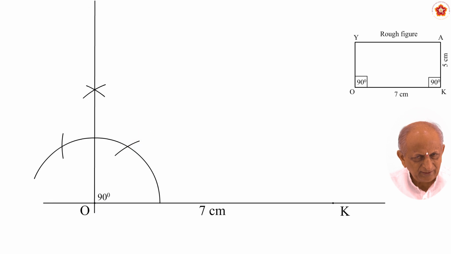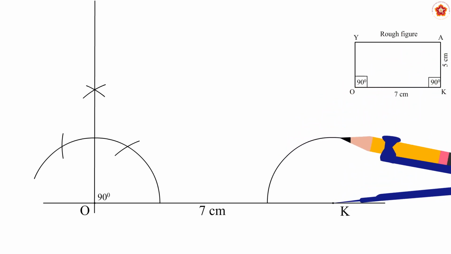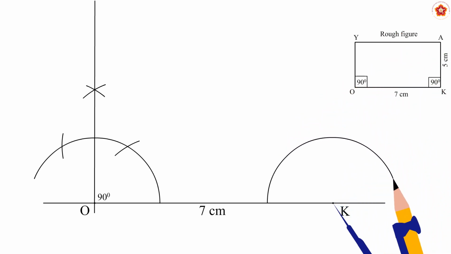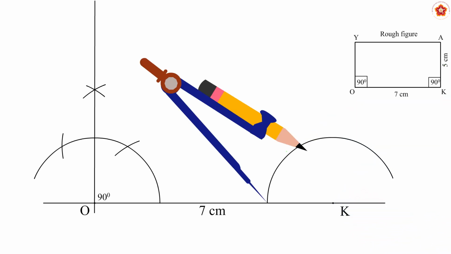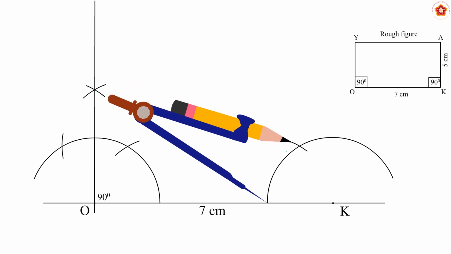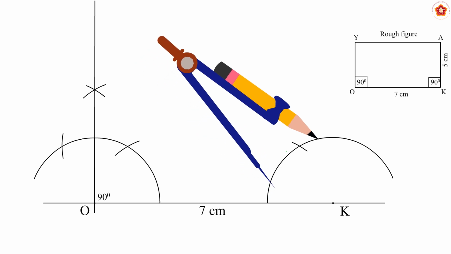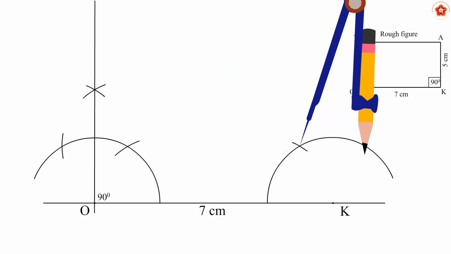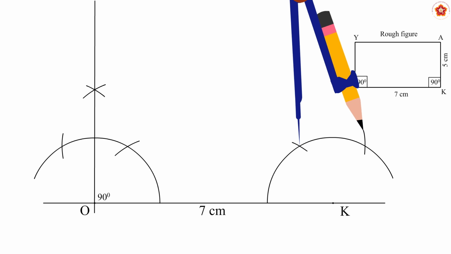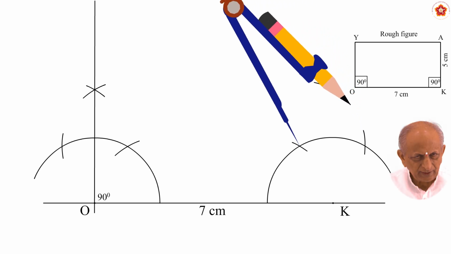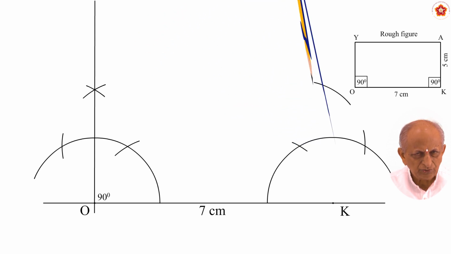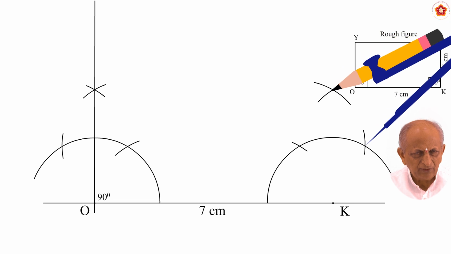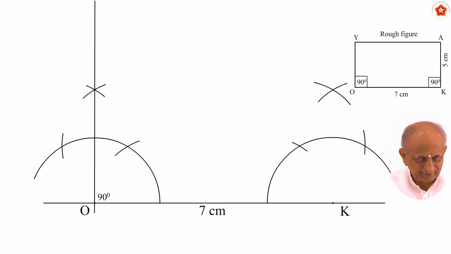Similarly, at K, draw an arc of convenient radius. Following? With the same radius, draw two more arcs. That is how you construct a perpendicular line. So with these two as centers, draw two more arcs. And these two cut at a point that you join to K. Now what have you done? At O and K, we have drawn two perpendicular lines.